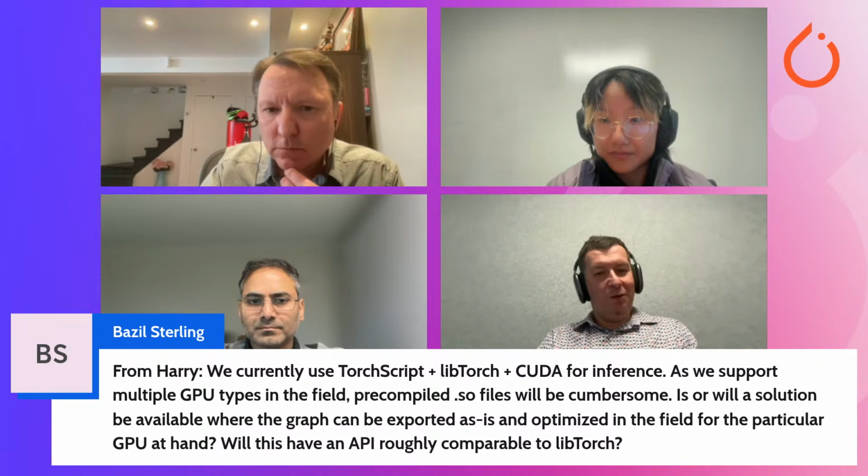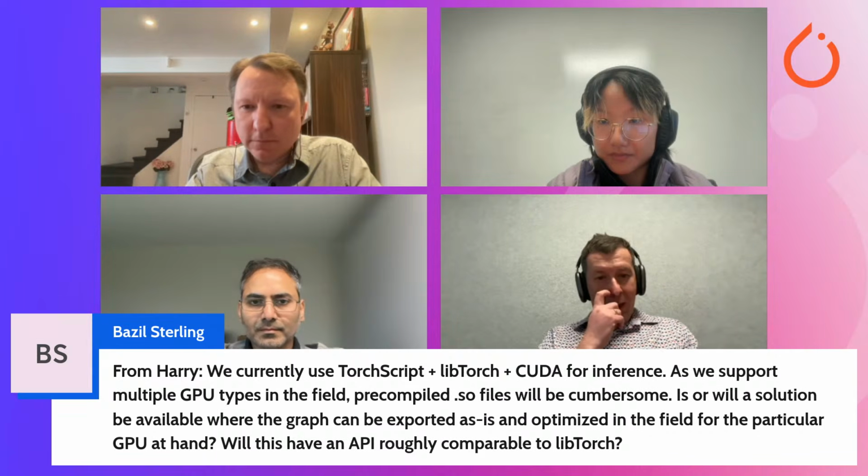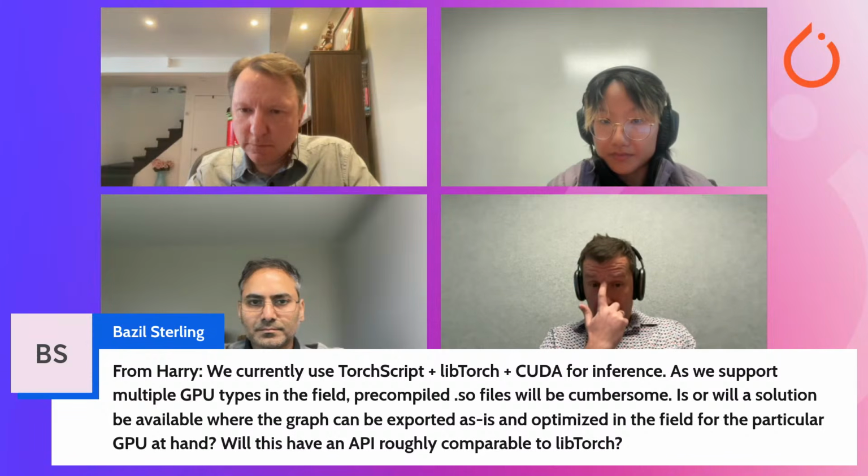Okay, we currently use TorchScript plus libtorch plus CUDA for inference. As we support multiple GPU types in the field, precompiled .so files will be cumbersome. Is or will a solution be available where the graph can be exported as is and optimized in the field for a particular GPU at hand? Will this have an API roughly comparable to libtorch?